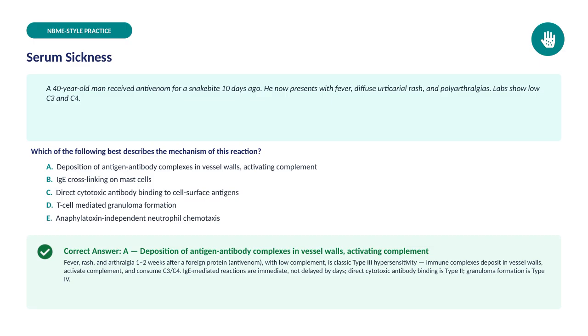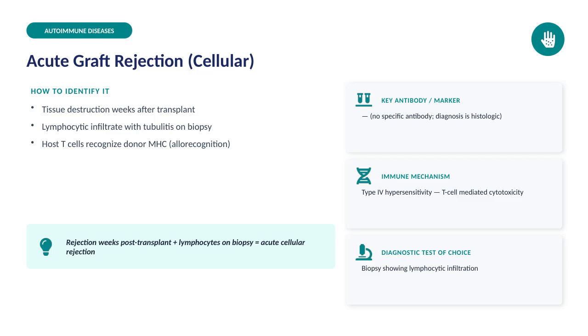For example, IgE cross-linking causing immediate allergic reactions, antibody-mediated cell destruction in type 2, or T-cell-driven granuloma seen in type 4. Recognizing the timing and the involvement of immune complexes helps identify the underlying mechanism as immune complex deposition activating complement. Acute cellular graft rejection typically occurs weeks after a transplant when the host's T cells identify donor MHC molecules as foreign through a process called allorecognition.